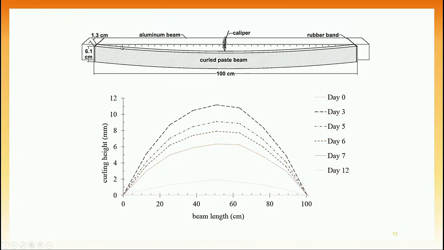So the deflection that I showed in the previous slides was measured through this caliper at the middle of the sample, because the deflected shape was very symmetric, so we were able to measure the maximum curling from the middle of the sample. As the sample was drying after termination of curing, the curling increased. This is after 3 days, and then it starts curling back down up to here, which was day 12 from the exposure.